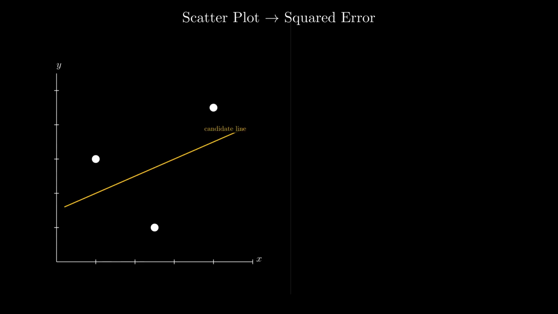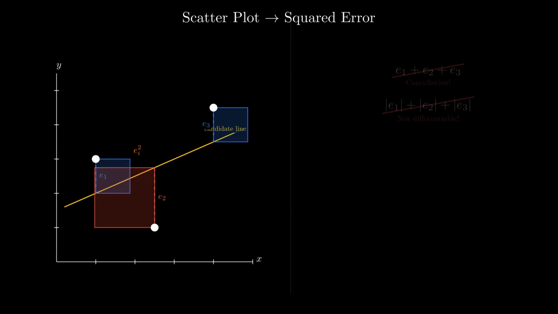Back on the scatter plot, for any candidate line, each data point has a vertical distance to the line. Call these e1, e2, e3. Some are positive, some are negative. We need a single number to measure the total misfit. Summing the errors directly fails because positives cancel negatives. Taking absolute values works for preventing cancellation, but the absolute value function is not differentiable at 0.